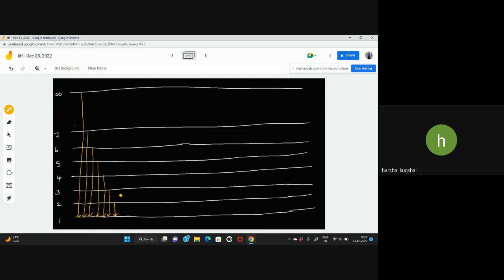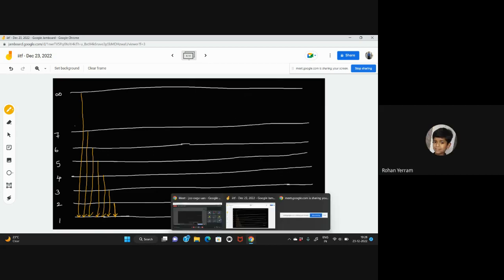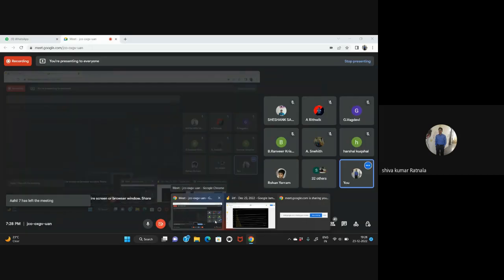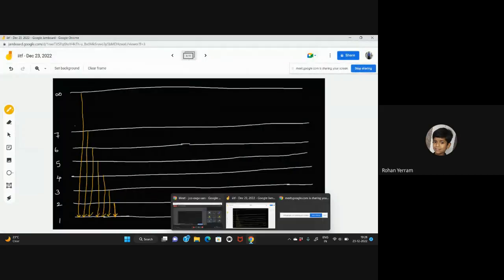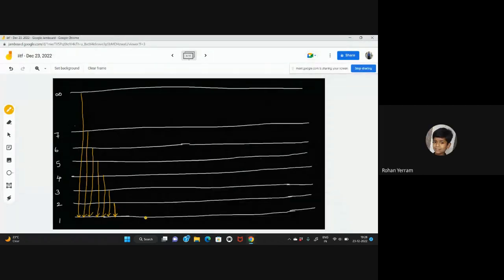Sir, here we are providing the energy. Yes, with the spectrophotometer, that energy is being provided. Exciting means jumping from lower level to higher level, sir. And higher level to lower level, only then emission of energy will take place.